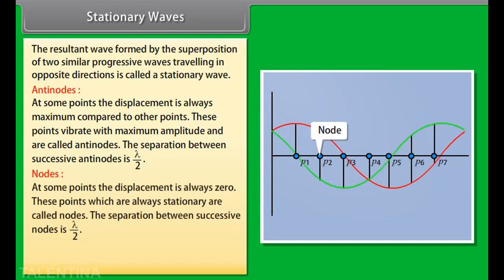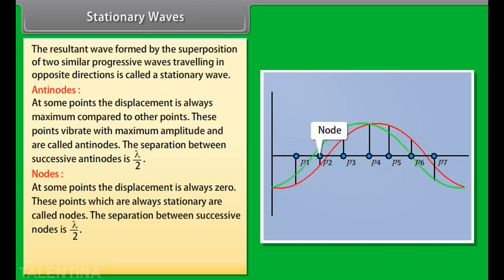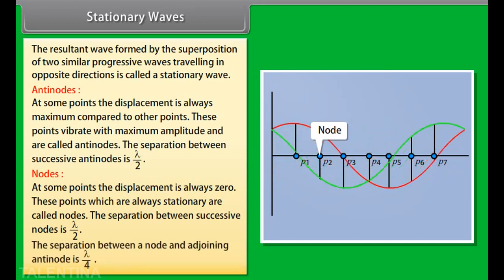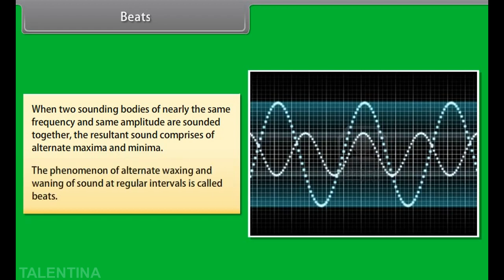Nodes. At some points, the displacement is always zero. These points, which are always stationary, are called nodes. The separation between successive nodes is lambda by 2. It is observed that the separation between a node and adjoining antinode is lambda by 4. Beats. When two sounding bodies of nearly the same frequency and same amplitude are sounded together, the resultant sound comprises alternate maxima and minima. The phenomenon of alternate waxing and waning of sound at regular intervals is called beats.